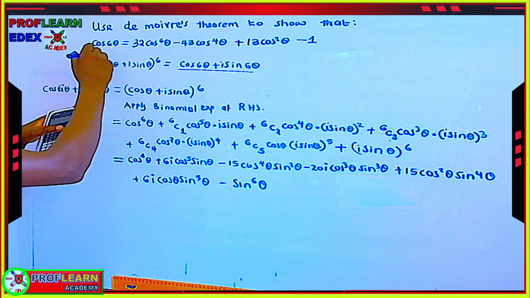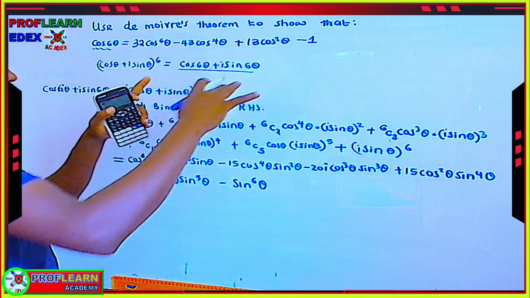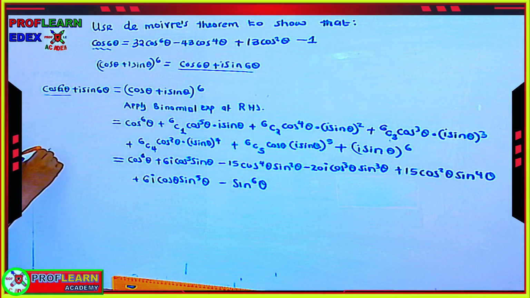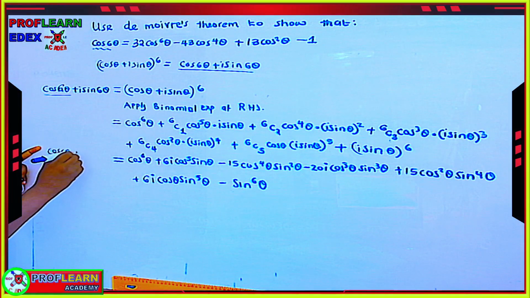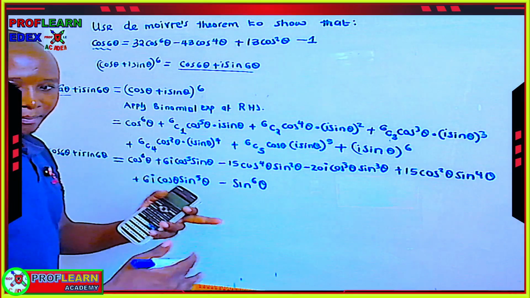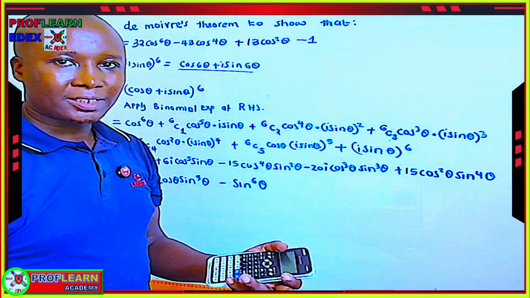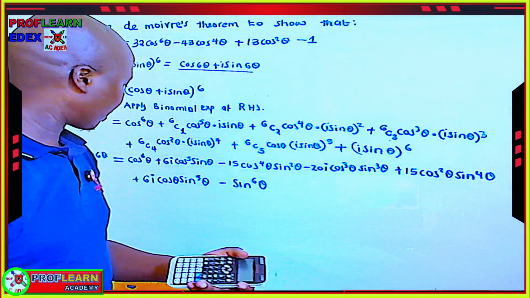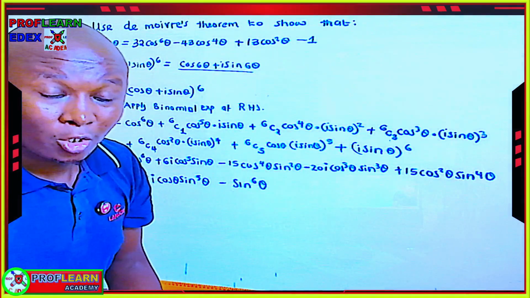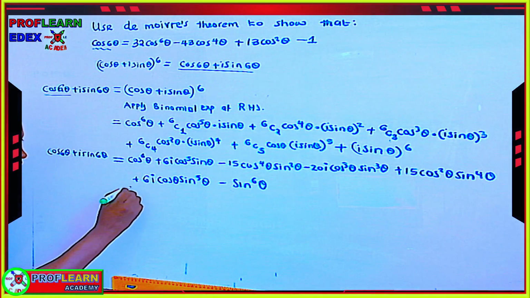you see we are having cos 6 theta is equal to that. We don't have any imaginary part, because this expansion that we have is basically the cosine of 6 theta plus i sine 6 theta. You see it's having a mixture of complex numbers and real numbers, imaginary numbers and real numbers. So what we are going to do is equate only the real part.